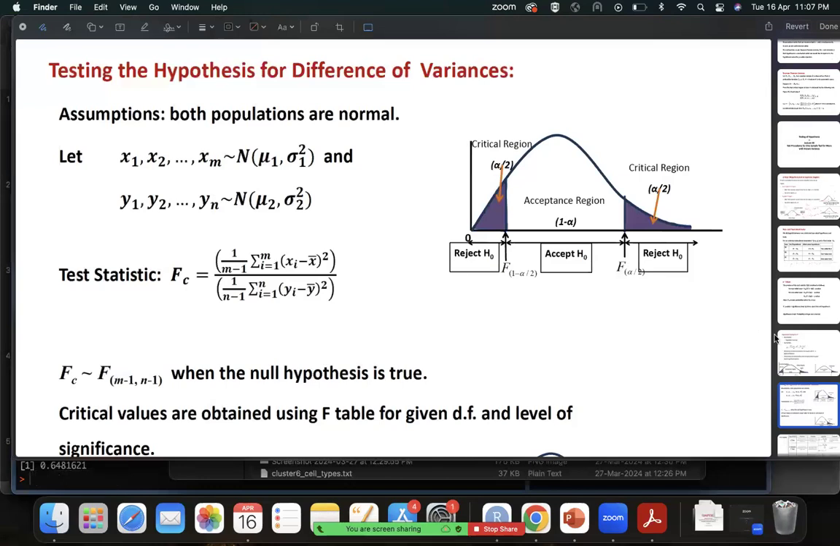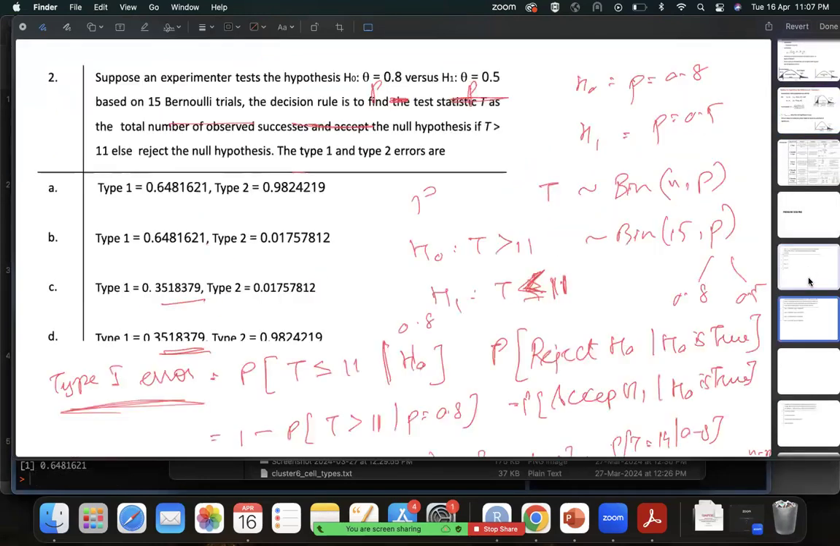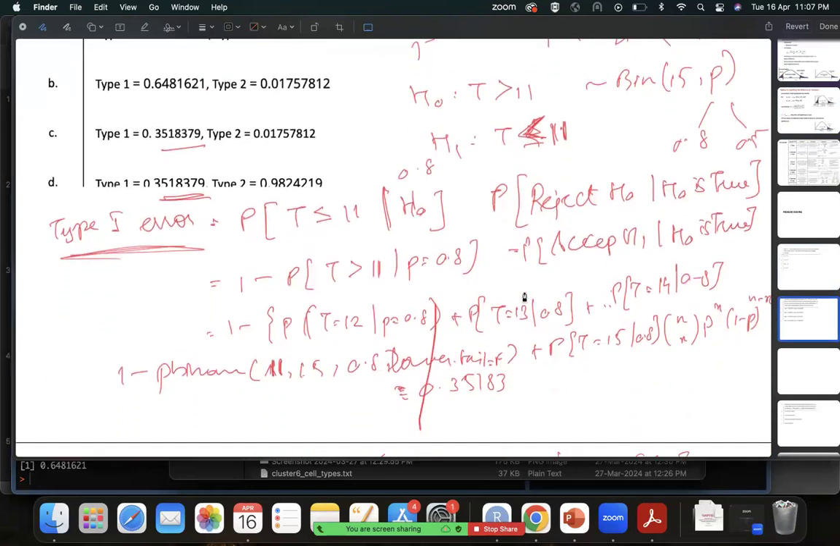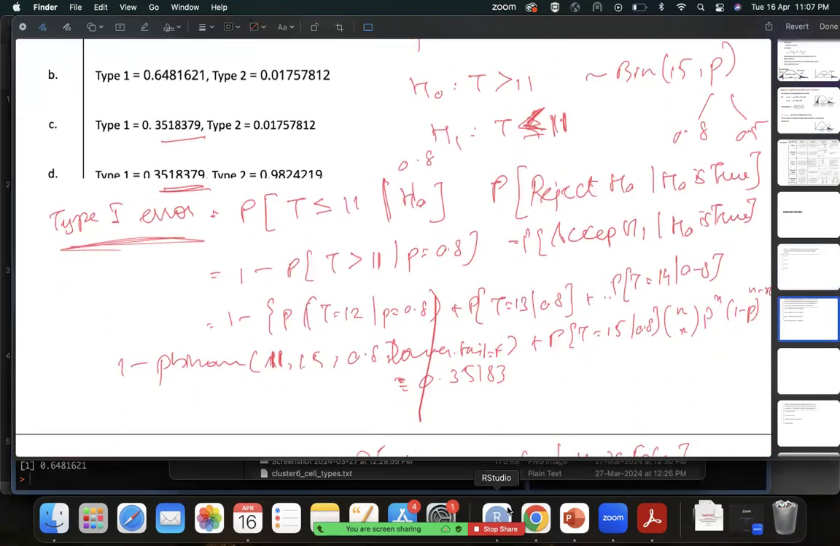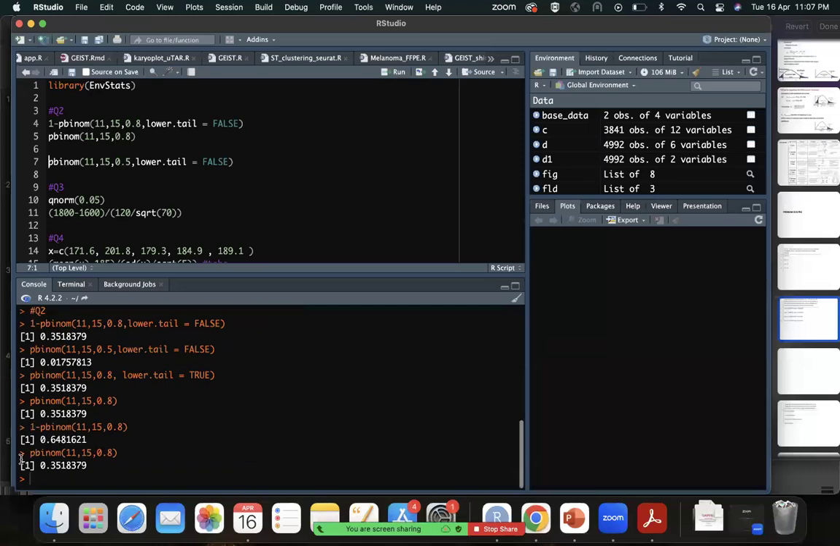Yeah, wait, this is the value. If we are not doing one minus, we can also do it in a way that pbinom lower.tail equals true. Yes, that's this one that I'm highlighting, line number 5. You can do it this way. So you can see if I run this, you get 0.35.